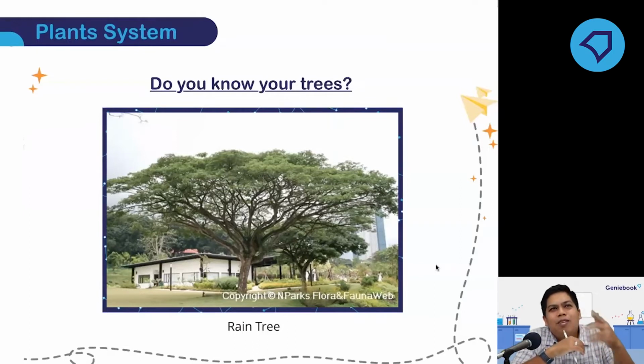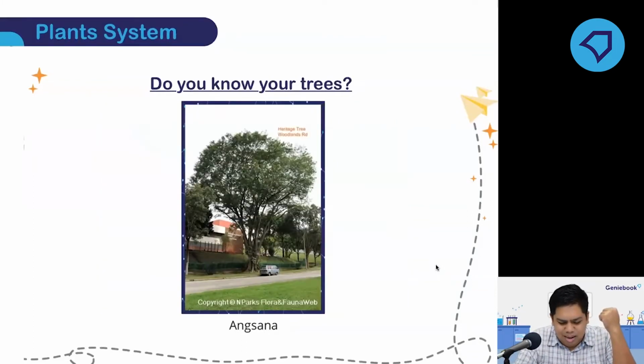Or do you want me to play the video one more time, just so that you can remember the pictures and the names? Okay, I'll play the video one more time. First picture here, as you can see, this is the rain tree. For this plant, the name has the word tree. And then next one, this is just angsana. So this tree here is called angsana.